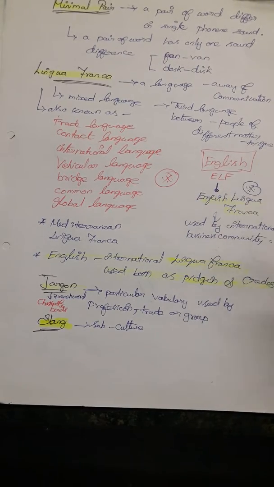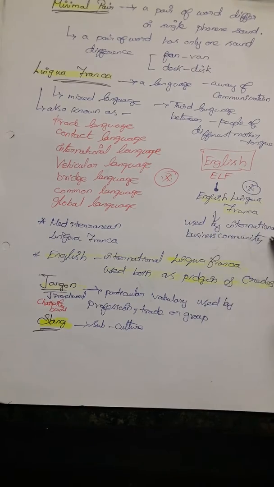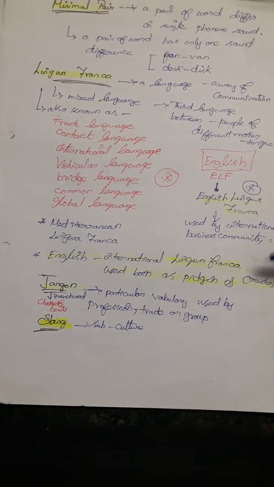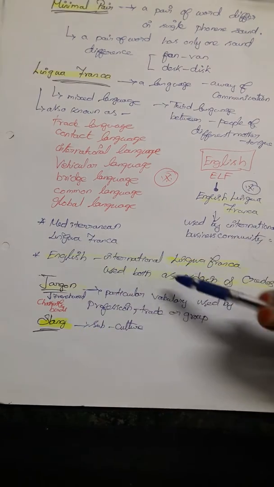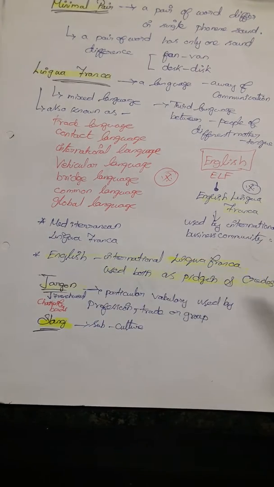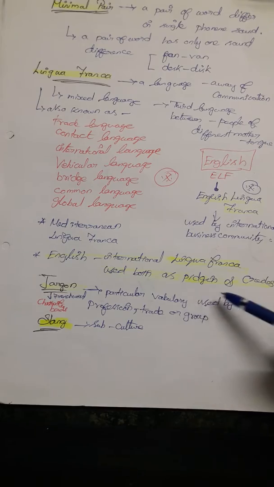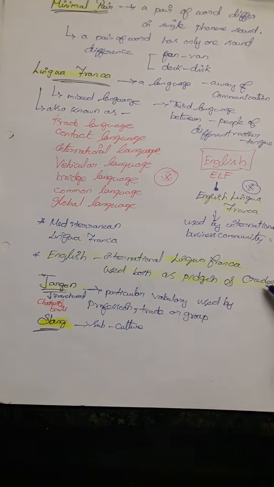And English is a lingua franca, used internationally by the business community. Mediterranean is also a lingua franca, and English is the international lingua franca used both as a pidgin and Creole.